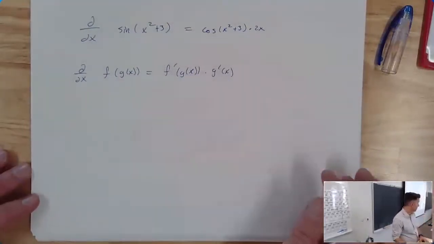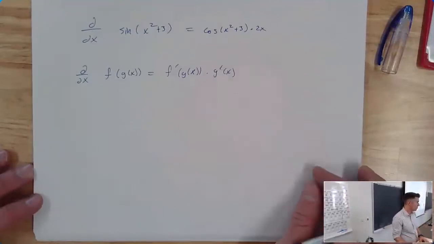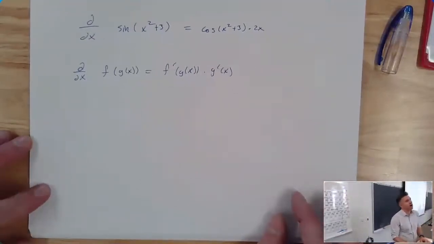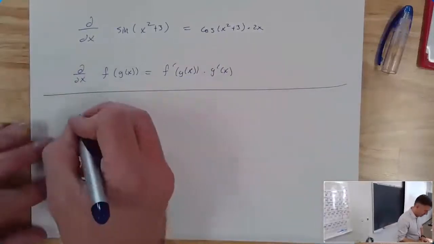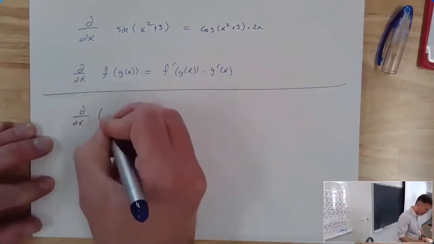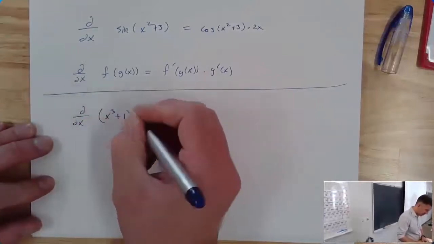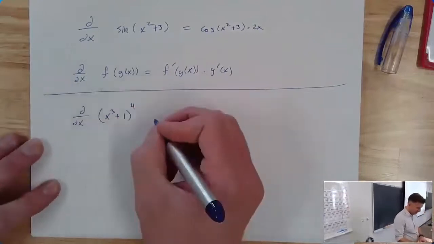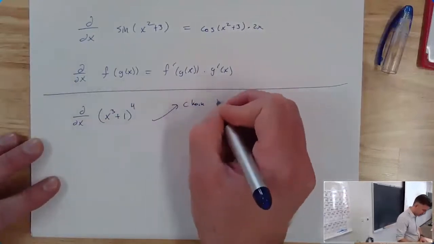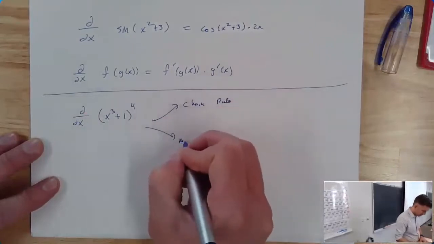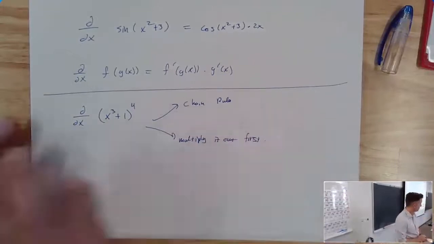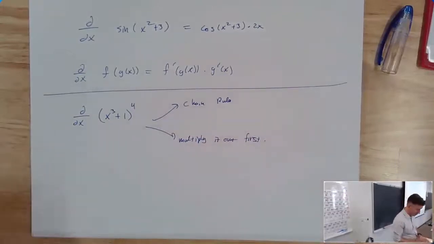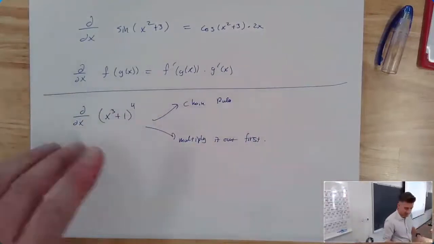There's no intuitive way of thinking about it. Well, I wouldn't say that exactly. I would encourage you to take the derivative of x cubed plus 1 to the 4th power by 1, chain rule, and by 2, multiplying it out first. And you'll see that they have to be the same. If you don't have the chain rule part, then it's not going to be what the derivative actually should be.